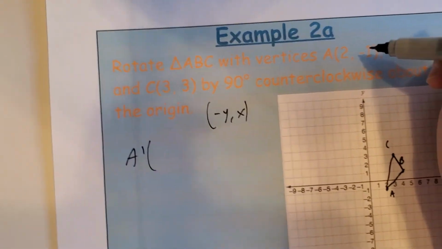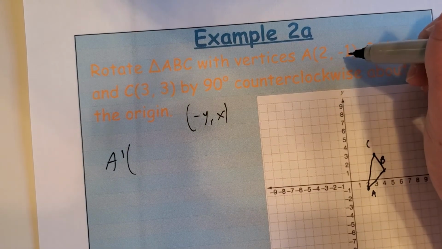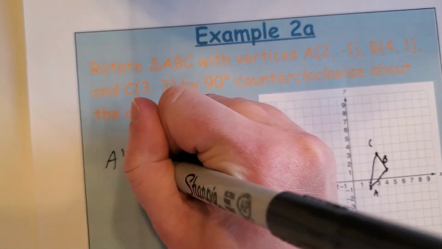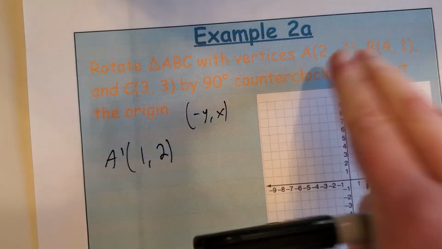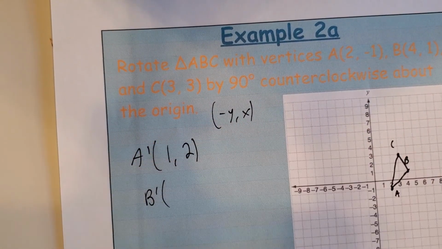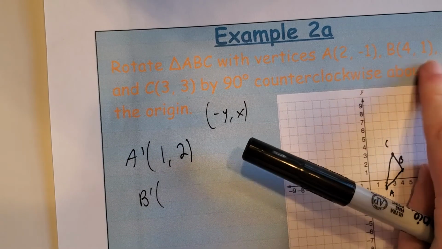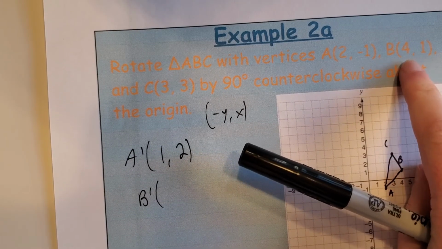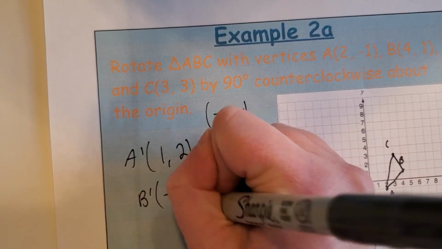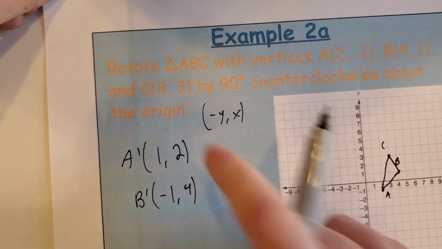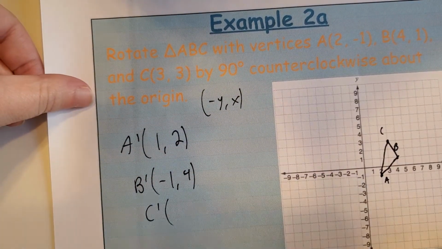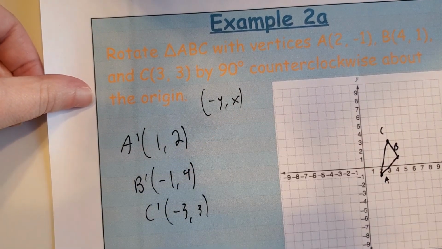If this is our original A, we want to switch their places and make the original y value negative. So this is going to be 1, 2. All right, switch them, make this negative. B prime then is going to be, you would switch them, so 1, 4, and then your original y value is 1. So B prime is going to be negative 1, 4. And then C is 3, 3, so that, again, super easy for C prime, negative 3, 3.